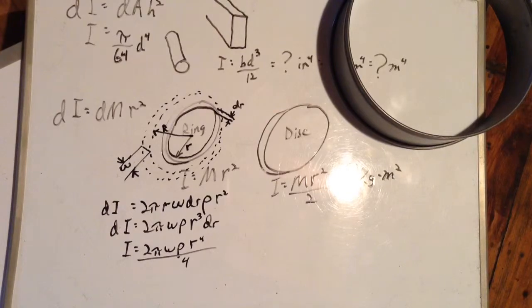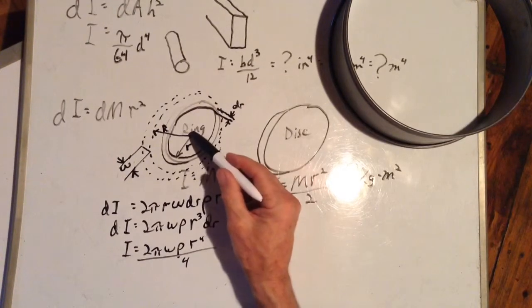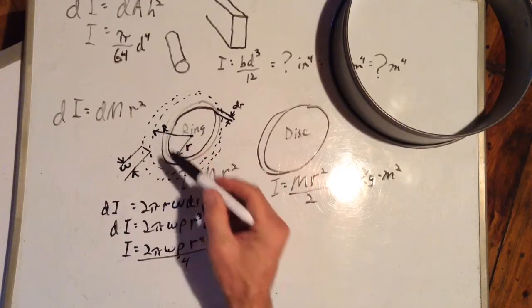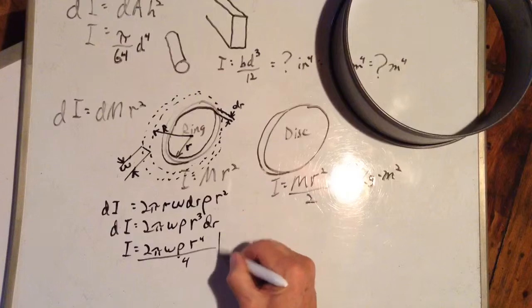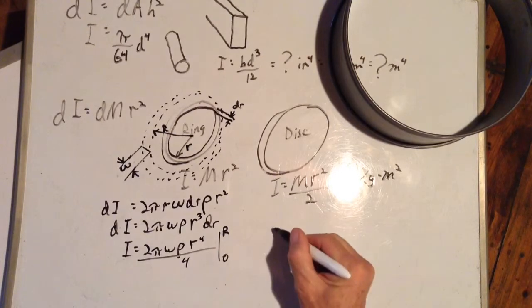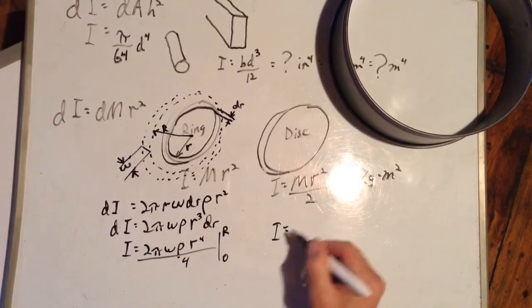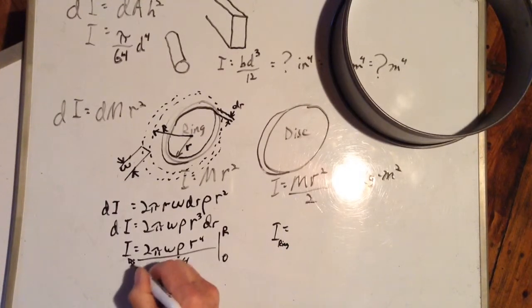Now our limits of integration for a disk are from r equals 0 to r equals capital R. So let's put our limits of integration here, 0 to capital R. Our limits of integration for a ring are from r equals Ri. So let's write moment of inertia for a ring. Go ahead and write ring there. Go ahead and write disk here.